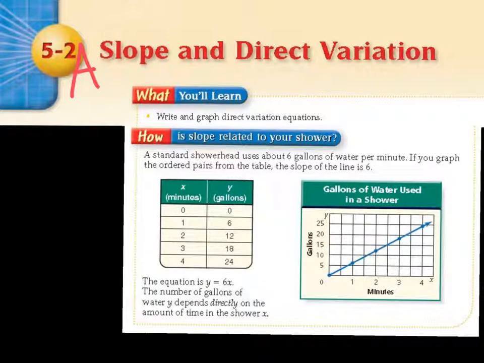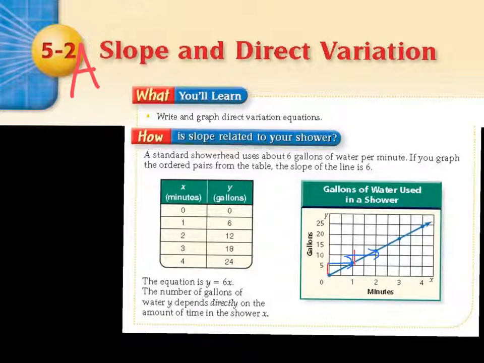How is slope related to your shower? A standard shower head uses about 6 gallons of water per minute. If you graph the ordered pairs from the table, so we're looking at time in minutes and water usage in gallons, the slope of the line is 6. So if we look at our rise, we're going up 6 gallons of water, and run, we're going over 1 minute. So we're using another 6 gallons of water for every minute we're in the shower.